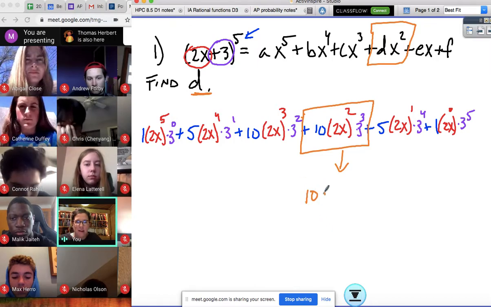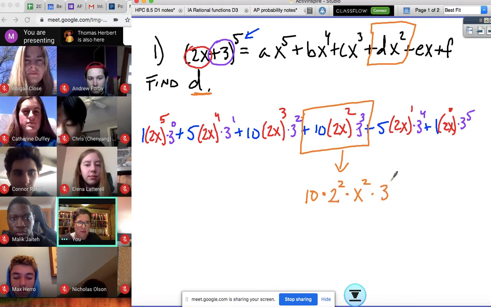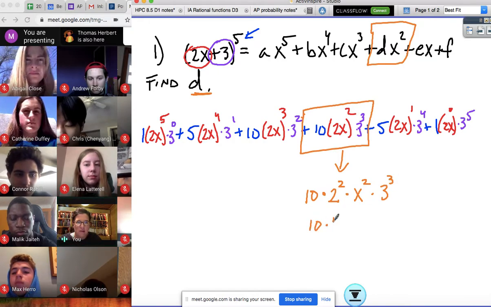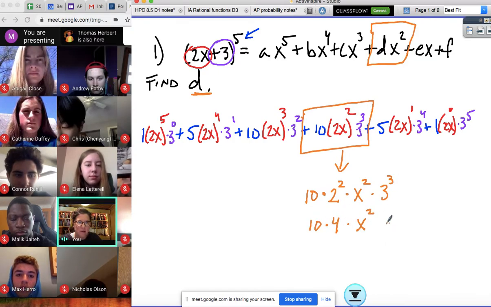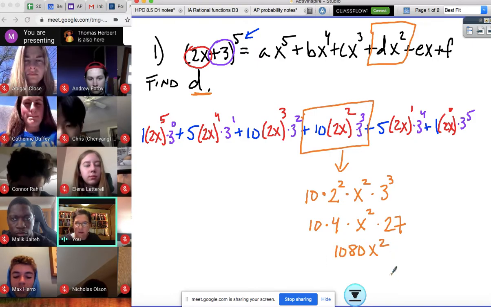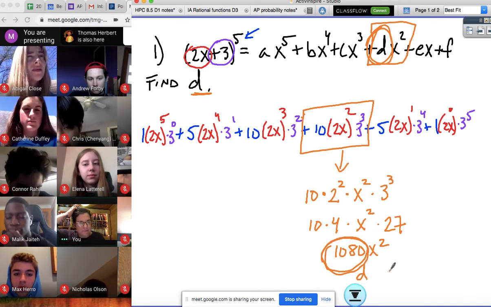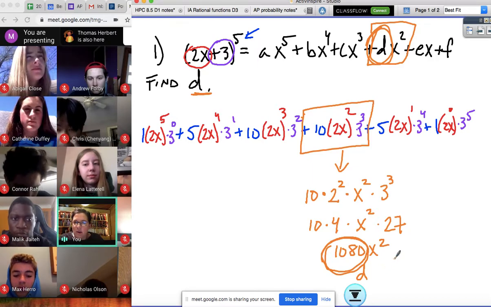So we have a 10. We have to square the 2 as well. So we'll have a 2 squared, we'll have an x squared, and we'll have a 3 to the 3rd. 2 squared is 4. 3 to the 3rd is 27. So when you multiply 10 times 4 times 27, you're going to get 1080, and then you have x squared. And it was asking for d, which is the thing in front of the x squared. So your answer is 1080. That's what d was. Any questions on that one?